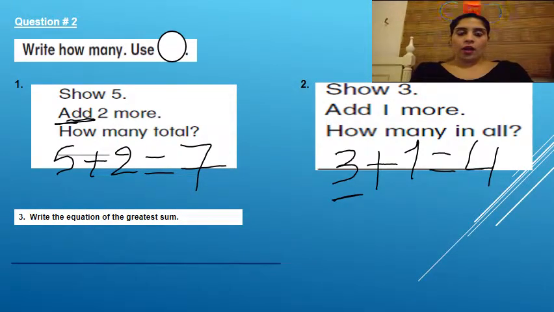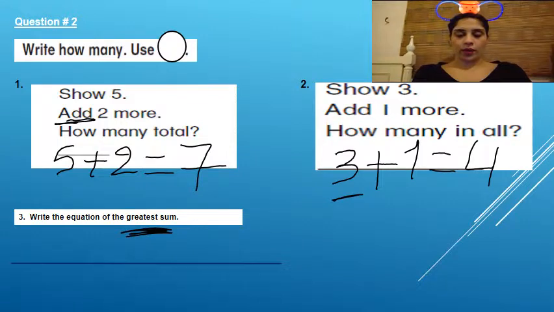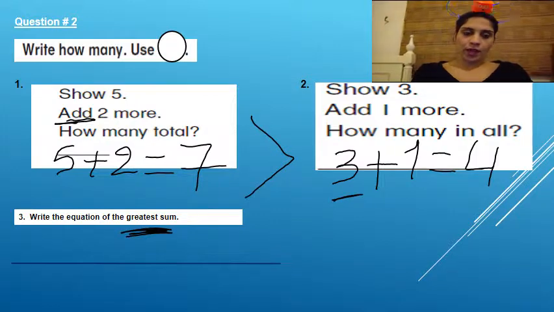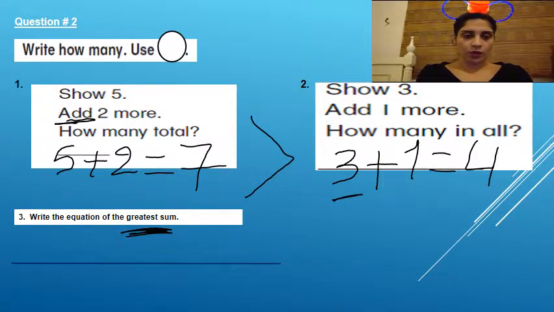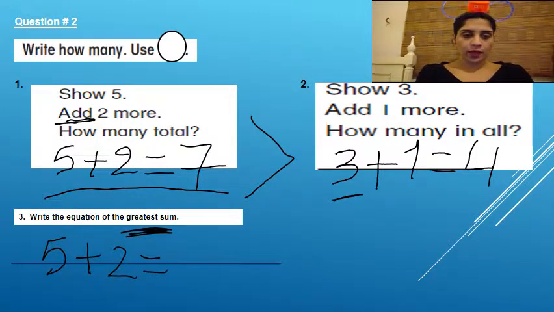Okay. Number 3, we have to write the equation of the greatest number. Did you see the greatest number here? Okay. Which one is greater? 7 or 4? Definitely 7 is greater than 4. Then here we have to write the equation of this one here. 5 plus 2 equals to 7.